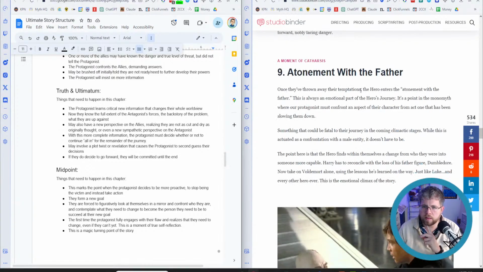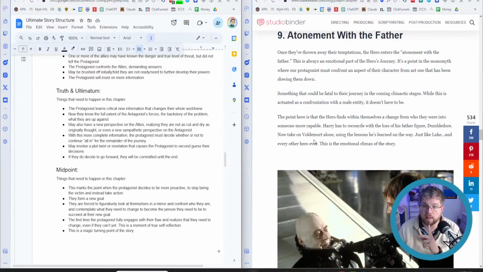Once they've thrown away their temptation, the hero enters the atonement with the father. This is always an emotional part of the story. It's a point in the monomyth where our protagonist must confront an aspect of their character from Act 1 that has been slowing them down. Okay, that's the fatal flaw, something that could be fatal to their journey in the coming climactic stages.